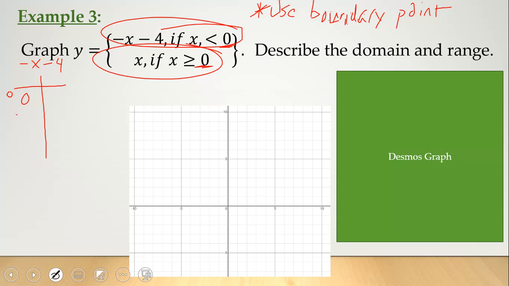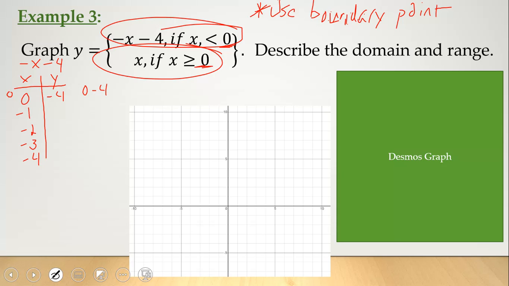And then I'm going to pick a bunch of other x values, like negative 1, negative 2, negative 3, negative 4. This is my x, and now I'm going to find my y's. So if I plug in 0 for x into my top equation, you're going to get negative 0, which is 0, minus 4. So you're going to get negative 4.